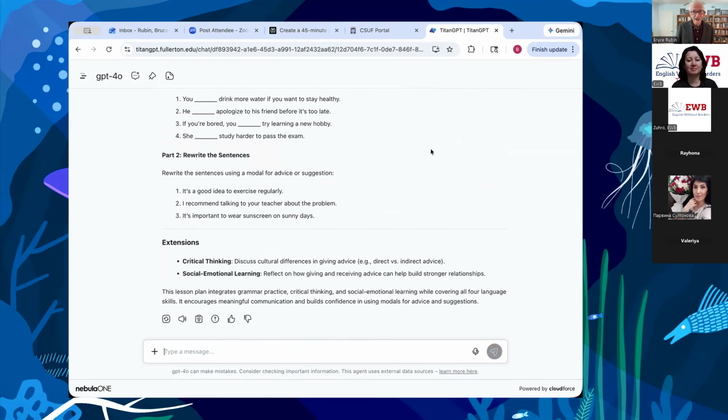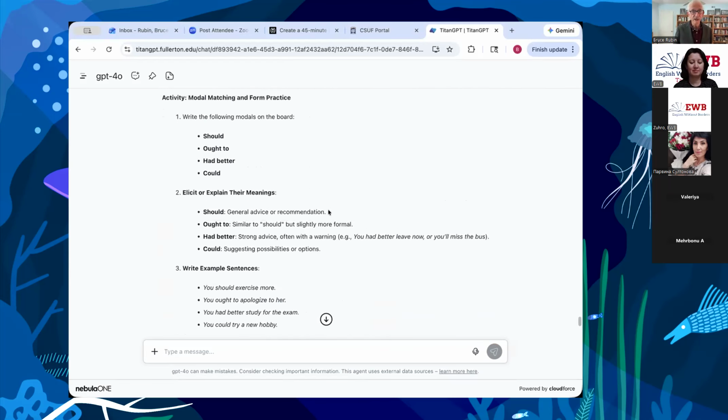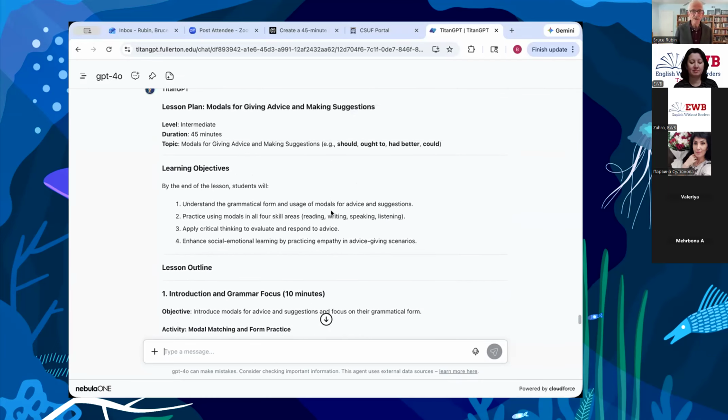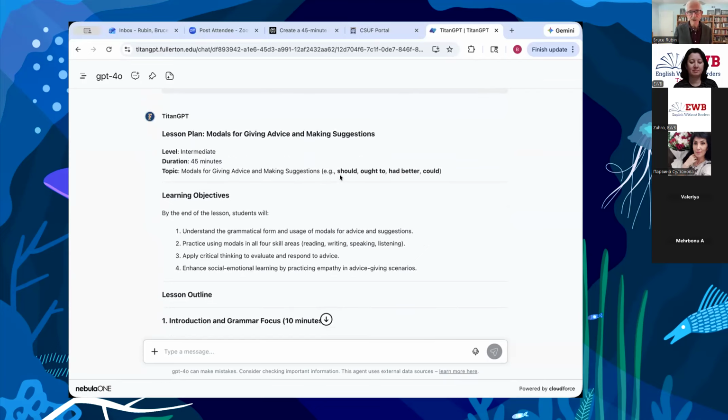Okay, it looks like it concludes the lesson plan, integrates grammar, critical thinking, social emotional learning, covers all four language skills, encourages meaningful communication, and builds confidence in using modals for advice and suggestions. Let's go back and look at it together. We'll look at it part by part. We're almost running out of time, but I think we'll have enough time to take a look. And here they're going to specifically focus on should, ought to, had better, or could.